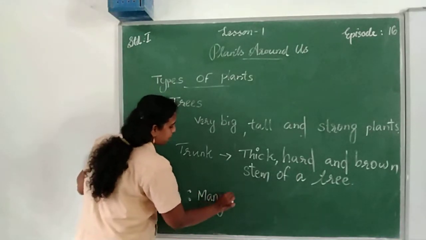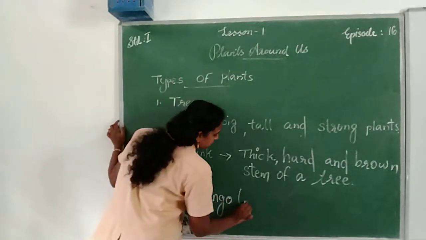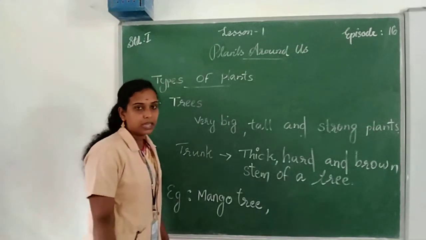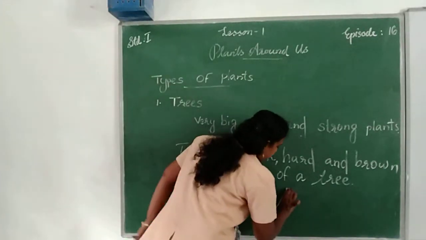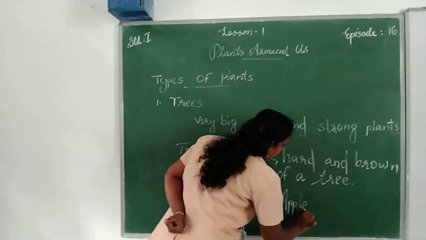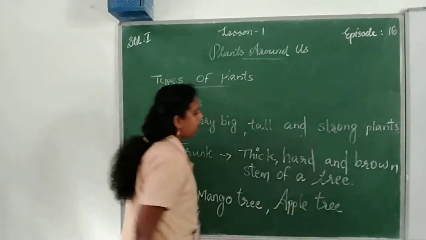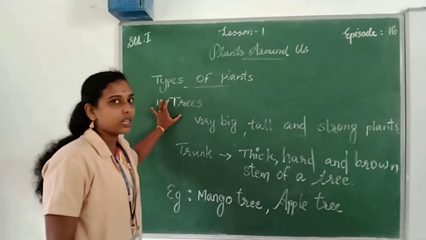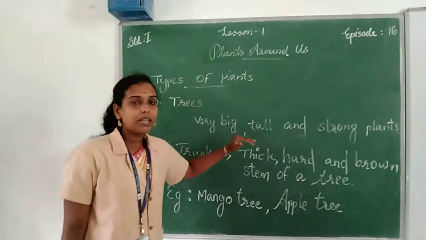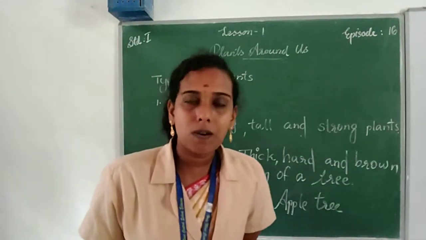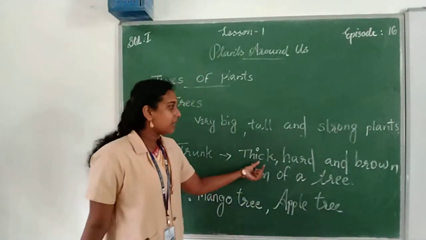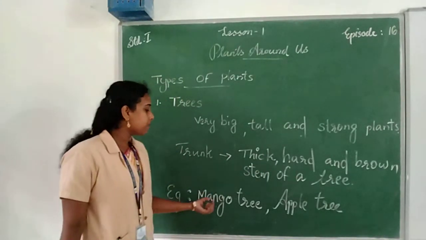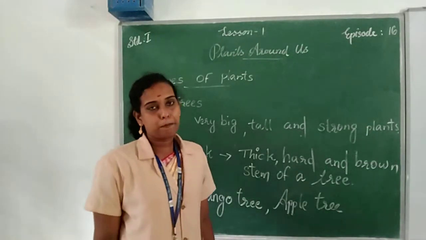Mango tree, M-A-N-G-O, mango tree, T-R-E-E. Then pine tree, apple tree, neem tree, etc. Apple tree, A-P-P-L-E, apple tree, T-R-E-E. The thick, hard and brown stem of a tree is called its trunk, and examples for trees are mango tree and apple tree.